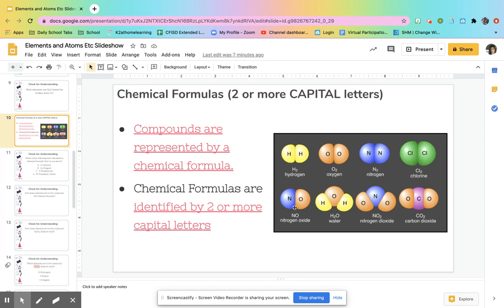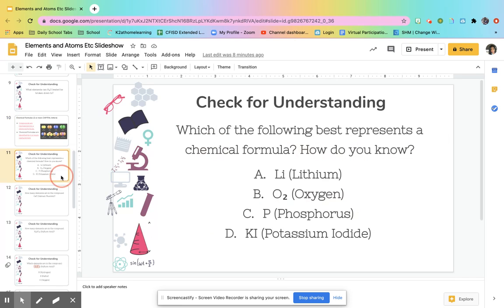Here's a great example: nitrogen oxide. This is a compound, and you have your nitrogen and your oxygen, and your chemical formula is NO. H2O, you have hydrogen bonded with oxygen. So you have two atoms of hydrogen and one atom of oxygen, and here's your chemical formula for it. It's also represented by two capital letters. Okay, so here are some examples of chemical formulas for you.